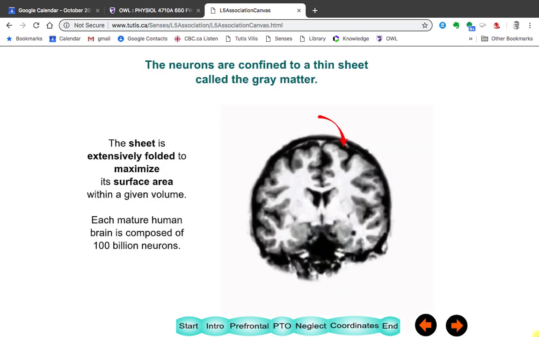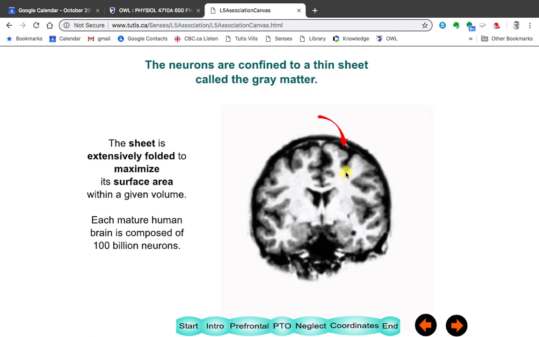So what does the cortex look like? Well, we saw in the earlier lectures that the gray matter is the important part. And so that's more darker here. It's almost black in nature. This is all the gray matter.